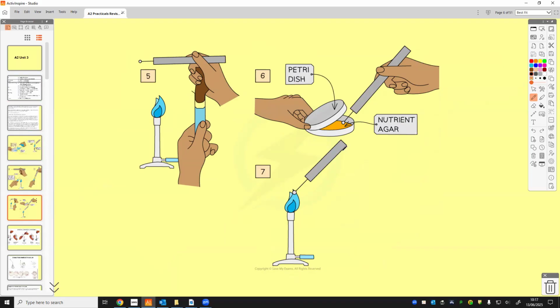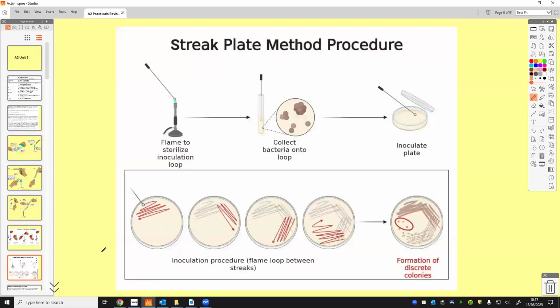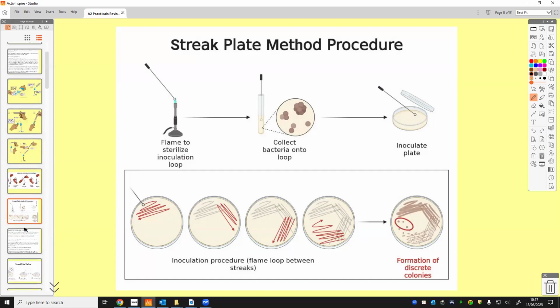Okay, and finally, again, you would flame the loop to kill any bacteria which are on the loop once you've finished. Okay, if you're doing a streak plate, as you've done this year, you follow that method, flame your loop, take your sample, and then in terms of streaks, one streak first of all, and then another streak, another streak, another streak. The number of bacteria decreases with each streak. You can flame it in between, which gets rid of some of the bacteria as well, but that allows you to see those individual colonies of bacteria, which is what you're looking for in your streak plate.